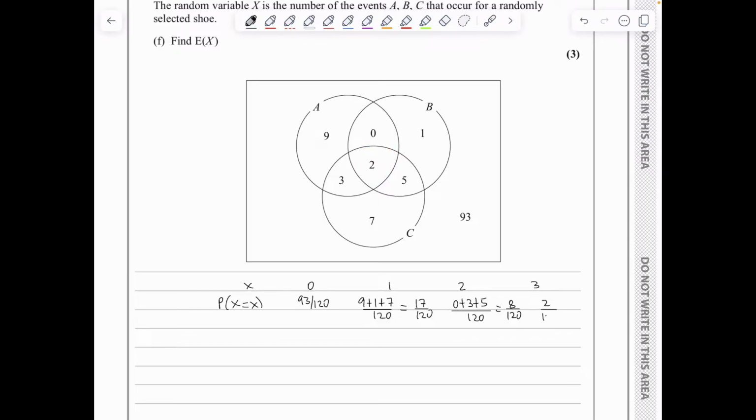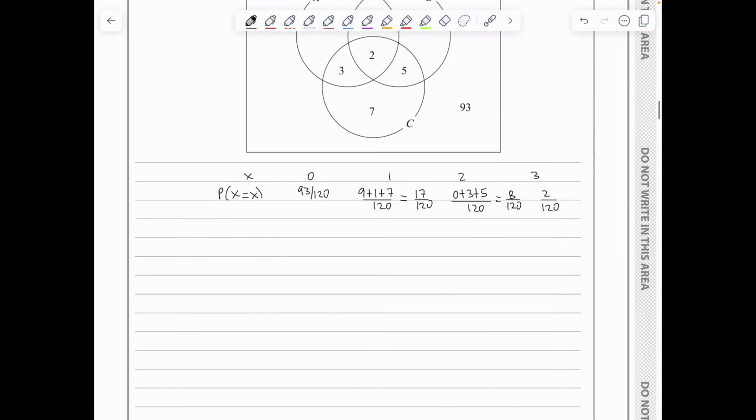And I can proceed to find the expectation of X by multiplying each value of X with its associated probability. So it's 0 times 93 over 120 plus 1 times the 17 over 120 plus 2 times the 8 over 120 plus 3 times 2 over 120, which gives an answer of 13 over 40.